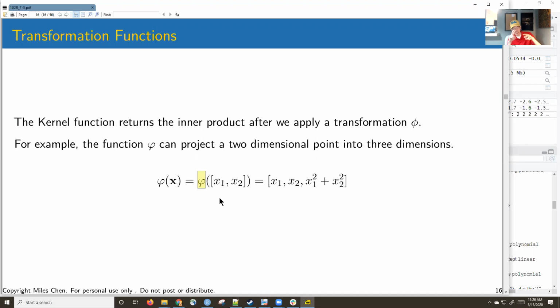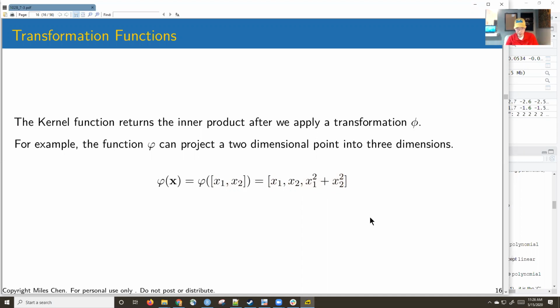But we're taking this 2D vector and we transform it into 3D. Basically, all I'm doing is leaving x1 and x2 untouched, but adding a third component, which is going to be x1 squared plus x2 squared. So I'm saying here's a third dimension. We take our 2D and we project it into 3D.